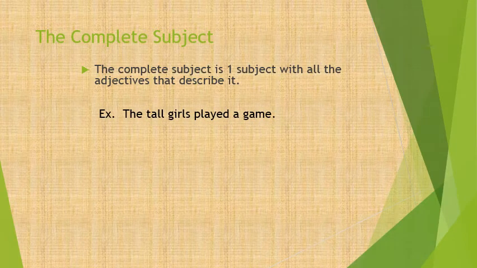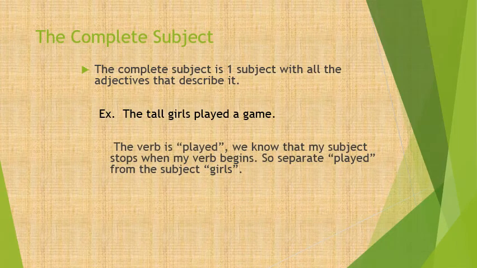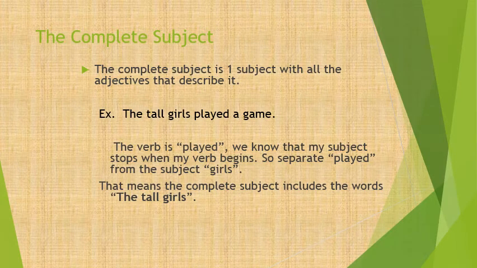Again, where's my verb? It is played, and my subject then is the tall girls. And since we said that the complete subject is one subject plus all the adjectives, then can you tell me where's my complete subject? Don't forget, one subject plus adjectives. Can you tell me? Excellent job, guys. The complete subject is the tall girls. All of it is my complete subject.